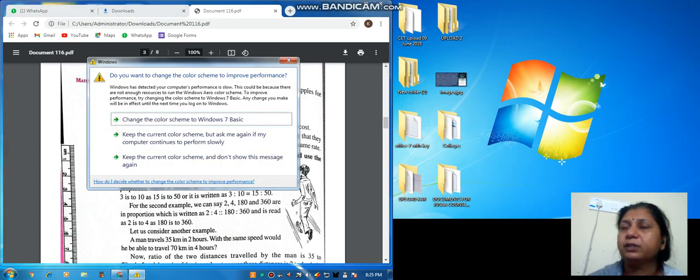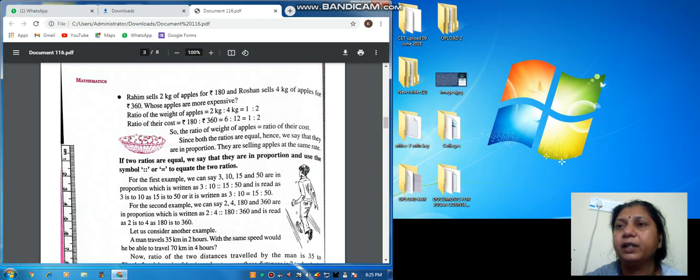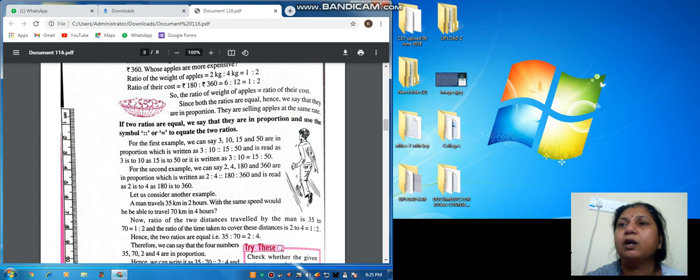Then next, the price. The first price is 180 and the other price is 360. So 180 as to 360, we get 6 as to 12, that means 1 as to 2. So the ratio of the weight of apples and the ratio of their cost are the same. Since both ratios are equal, we say that they are in proportion. They are selling apples at the same rate. Okay, fine. If two ratios are equal, we say that they are in proportion.